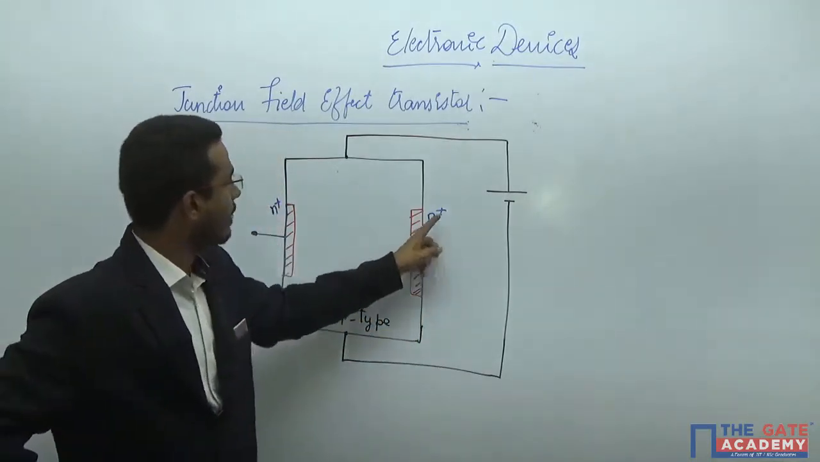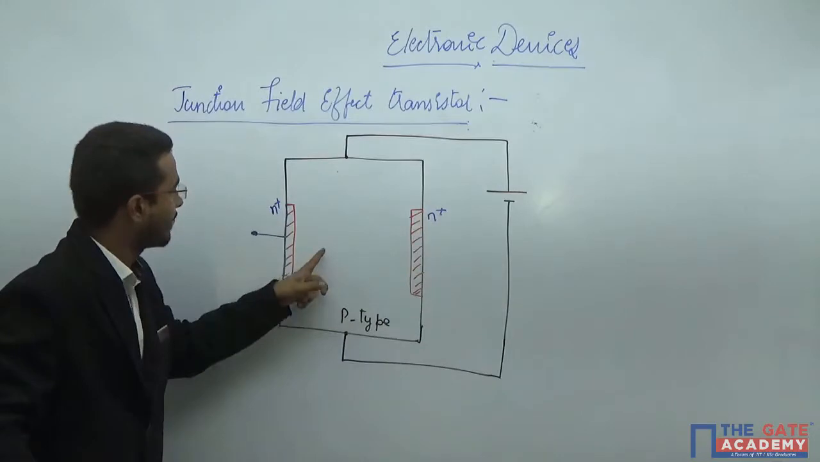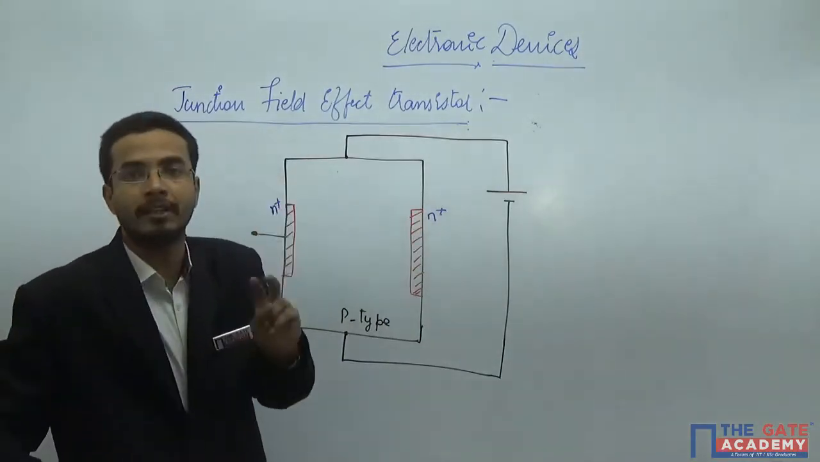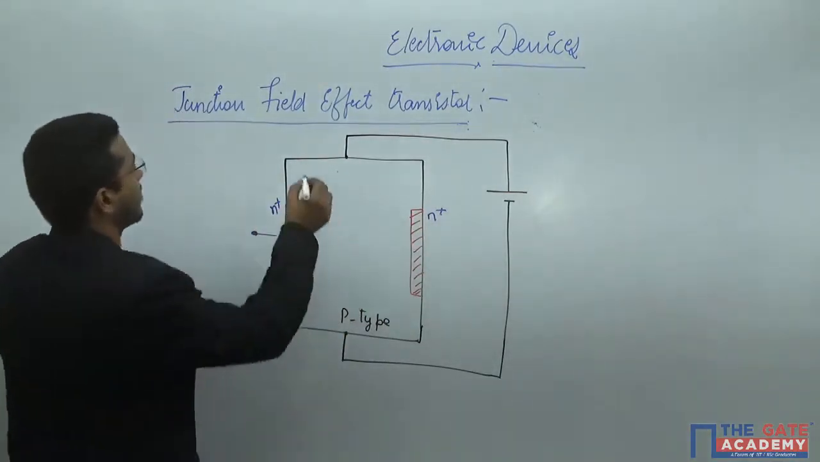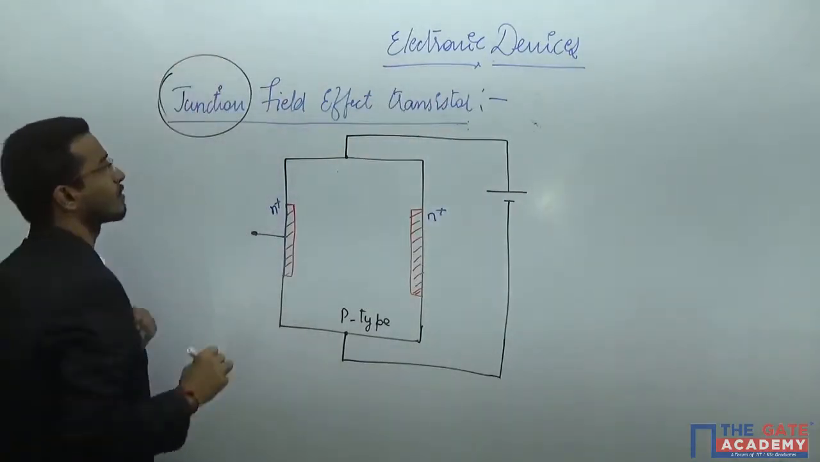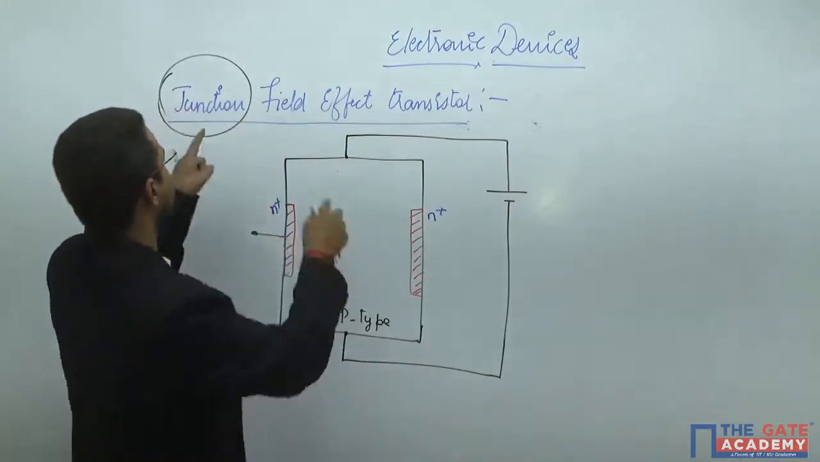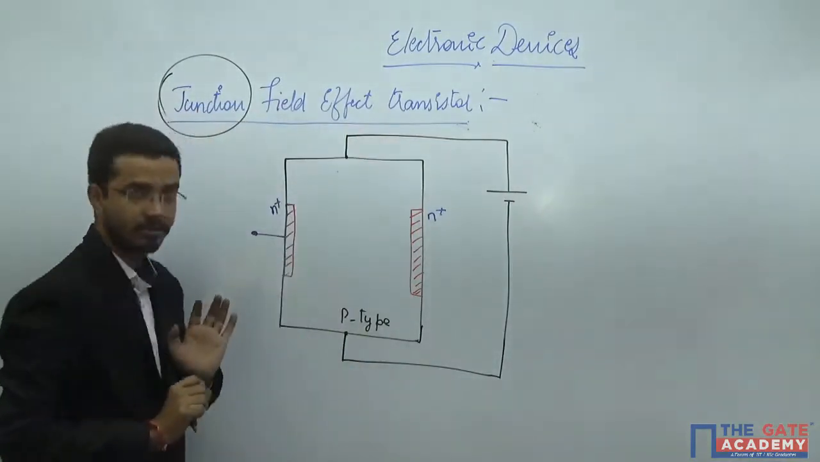So it is a P-N+ doping, and it is a P-N+ diode. That means two diodes you will get here. In this particular field effect transistor, you are introducing the basics of the junction theory. That is why it is known as the junction field effect transistor.